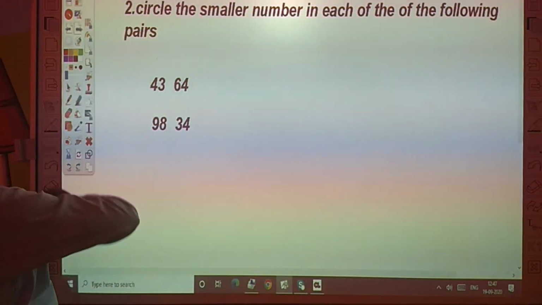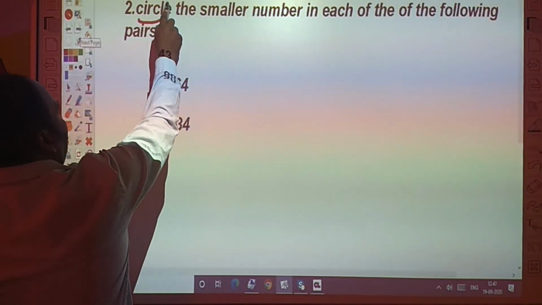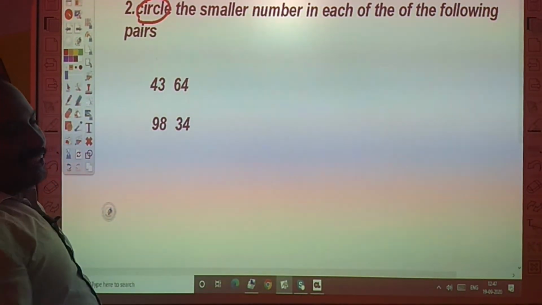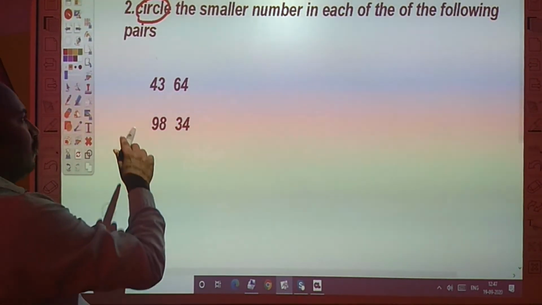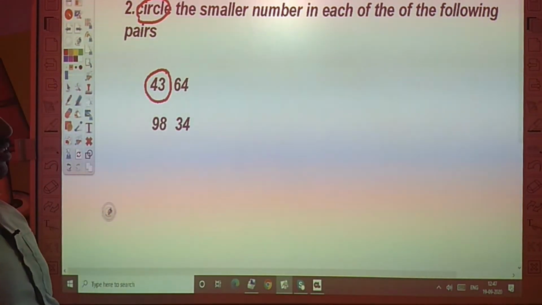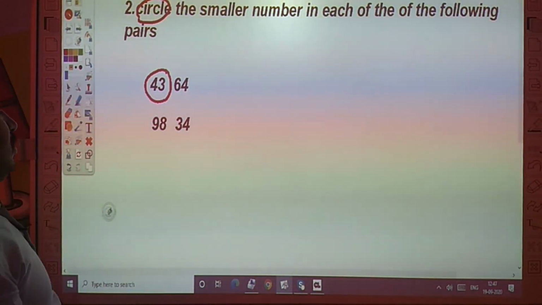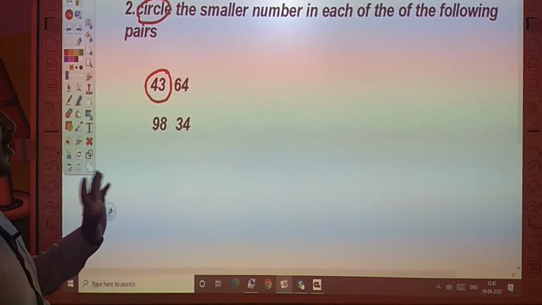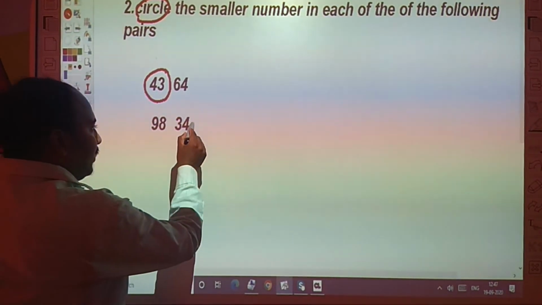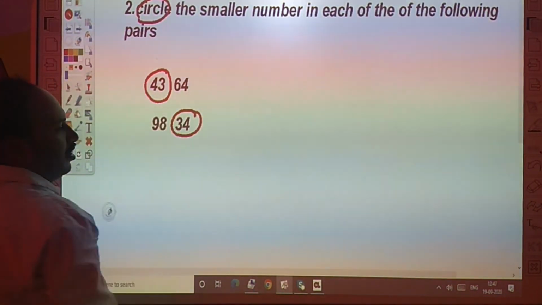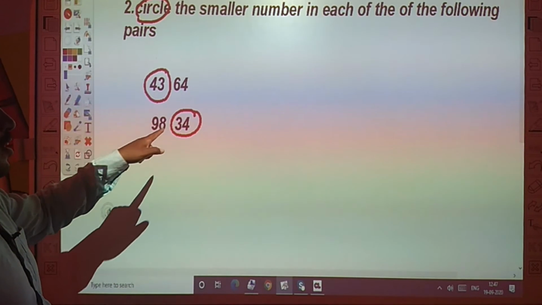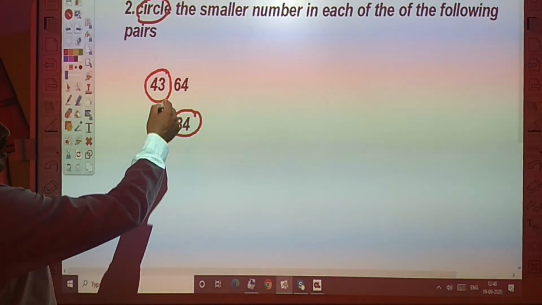The next one, circle the smaller number. Compare two numbers, 43 and 64. You want the smaller number, 43 or 64? 43 is the smaller number. Next one, 98, 34. Which one is the smallest? 34 is the smallest number. We want to circle.